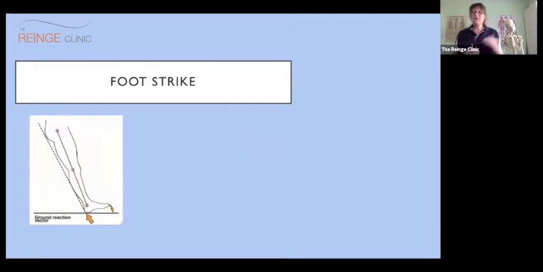If we land with our foot in front of us, so here is our body, this would be our other leg here, and here is our foot, landing in front of us, so we are heel striking. If your foot lands in front of you, you have to heel strike. You have no choice in the matter.